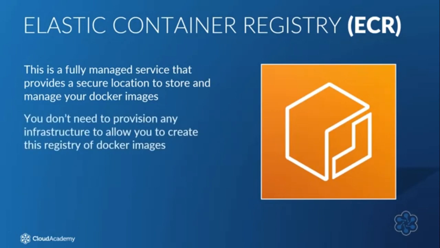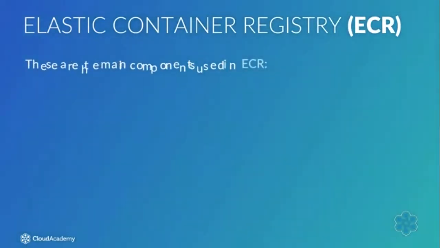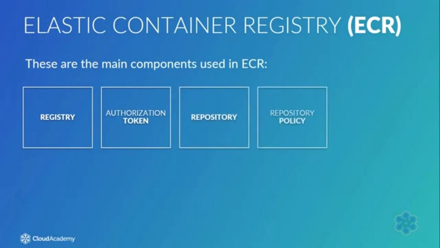With ECR, you do not need to provision any infrastructure to allow you to create a registry of Docker images. This is all provided and managed by AWS. This service is primarily used by developers, allowing them to push, pull, and manage their library of Docker images in a central and secure location. The main components of ECR are the registry, authorization tokens, repository policies, and images.